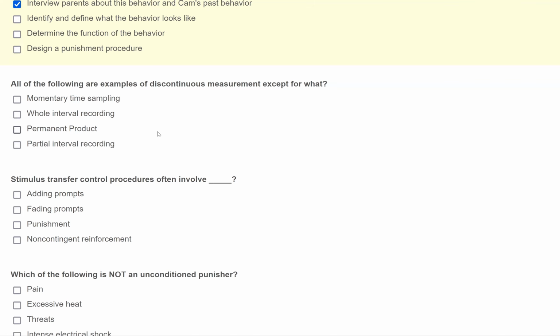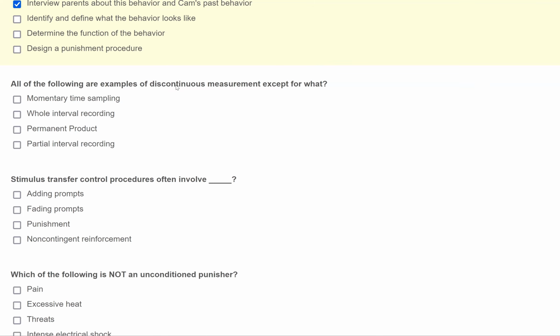What about permanent product? Permanent product exists in its own little bubble. Considering we aren't directly observing the client typically, right? We're looking at the product or what happens after the behavior. It's not necessarily discontinuous. If anything, it's continuous, but even then, it exists in its own little bubble, okay?